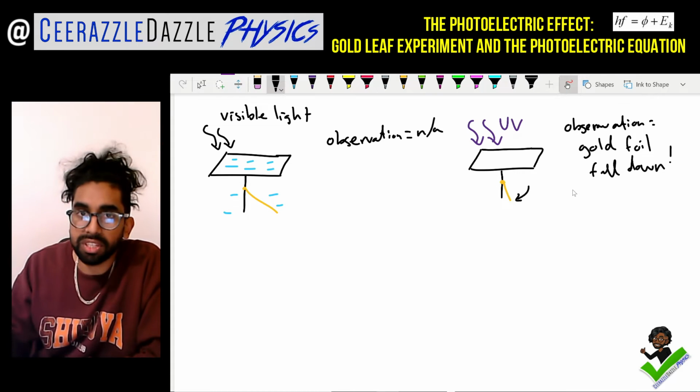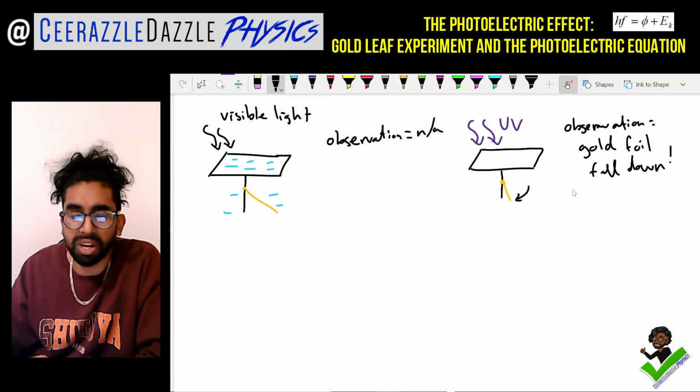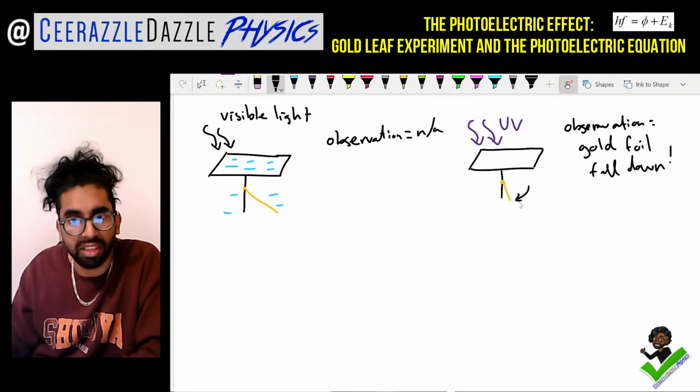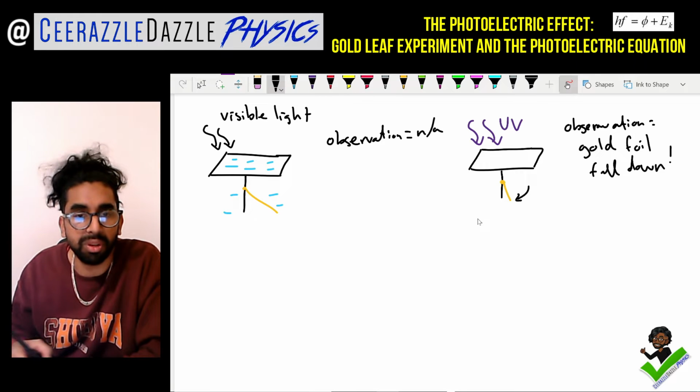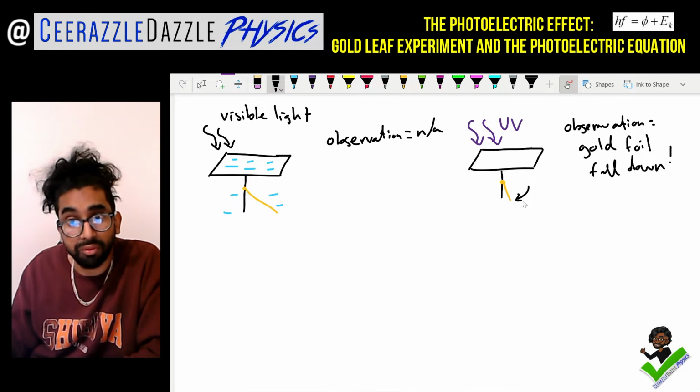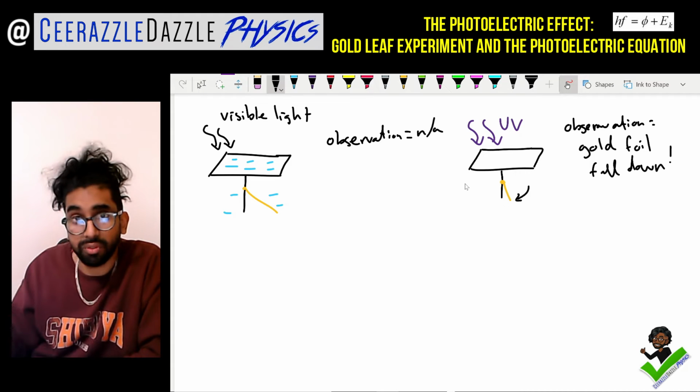Now we can obviously explain why it's called the gold leaf experiment, because it's like a leaf in the autumn. Leaves fall down. That's the reason why it's falling down over here. That's the reason why it's called the gold leaf experiment. So ultraviolet hits the top plate and we notice that the gold foil has fallen down.